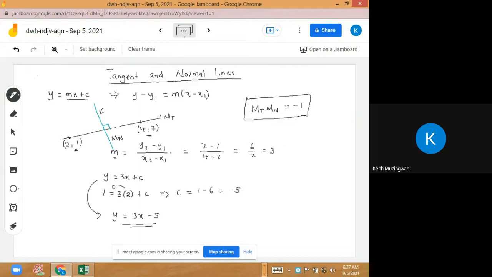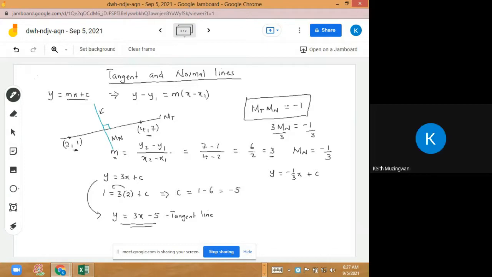So since we have the mt, you have 3 mn is equal to -1, divided by 3, divided by 3. So you have mn is equal to -1 over 3. So this one is a tangent line. Now we look for the normal line. So for the normal line, we have y is equal to -1 over 3 as our m, plus c, the constant.